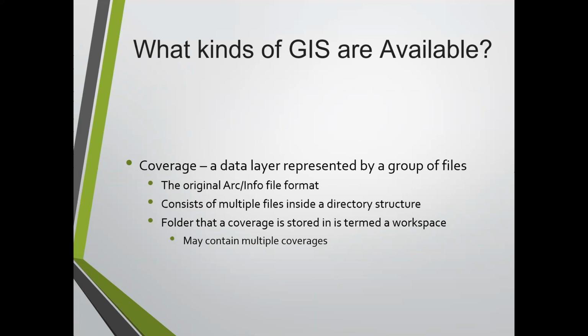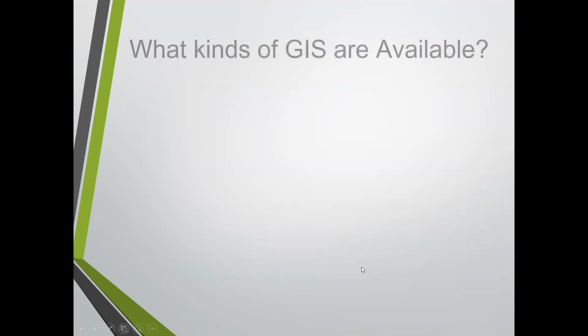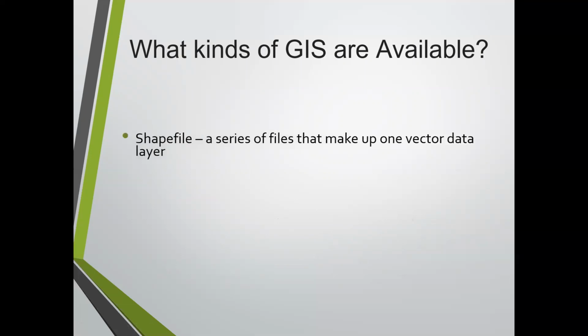And you can have multiple coverages within it. And it would contain extra files in what was called the info directory, and that was primarily where your attribute data was. So that type of file format is kind of extinct. So then they developed what was called a shapefile. So these were a series of files that make up one vector data layer. So each shapefile would have, like say, states, or one shapefile might be rivers, or one shapefile might be cities.